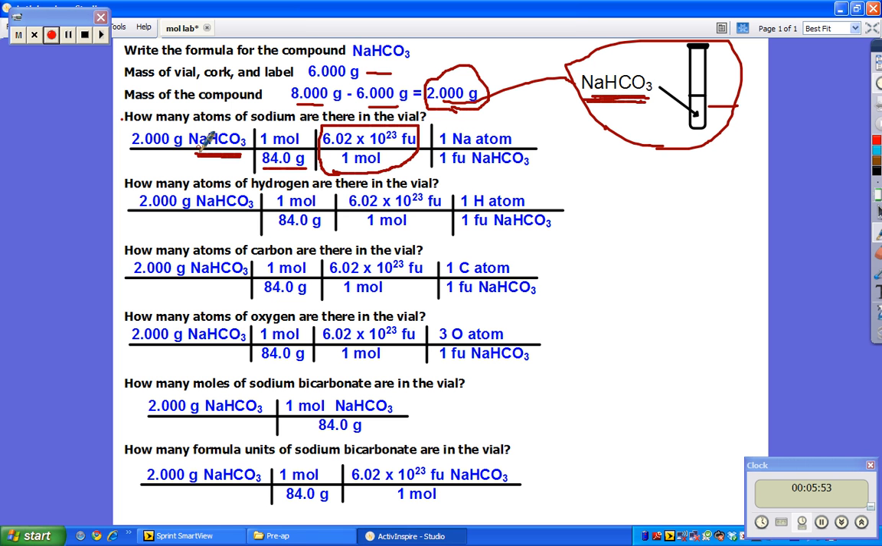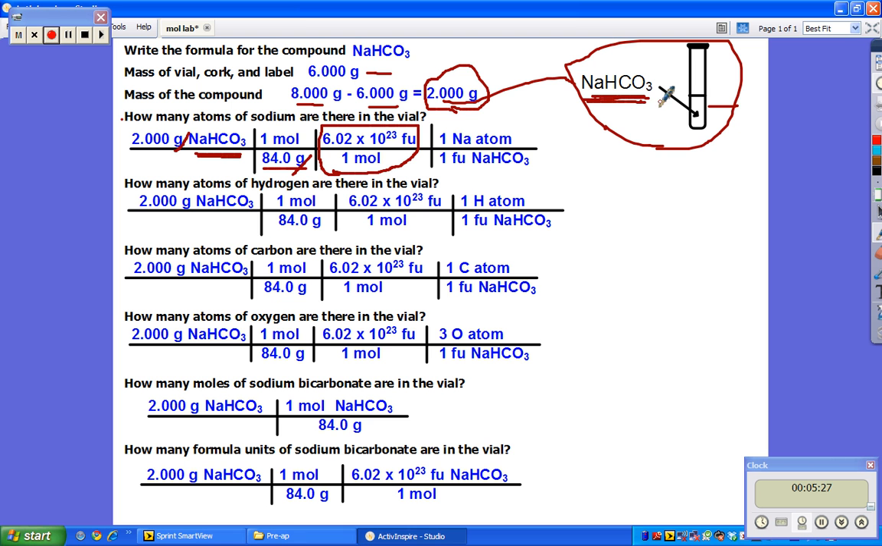I had 2 grams. Now, I need to realize that the conversion factors that I have are the molar mass and then Avogadro's conversion factor. So, first thing I need to do is convert my grams to moles by dividing by the molar mass, because that gives me how many moles are in that vial. 2 divided by 84 would give me the number of moles in the vial.